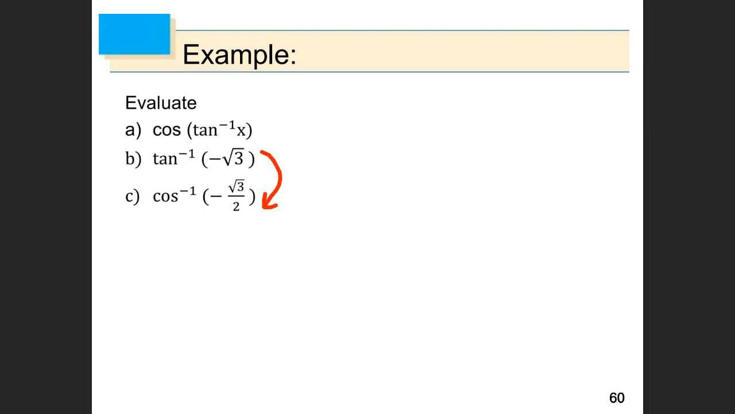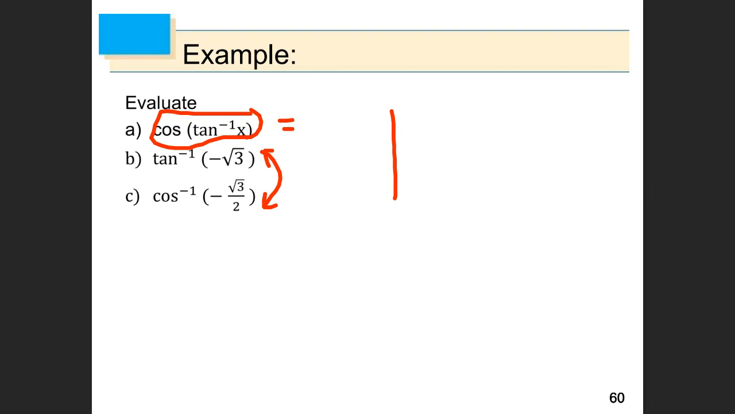But the question now is how are you going to do this, right? I will show you what to do. The first step is to let tan inverse of x be equal to theta, all right? If you let tan inverse of x be theta, what does that mean? It means tan of theta will be equal to x.